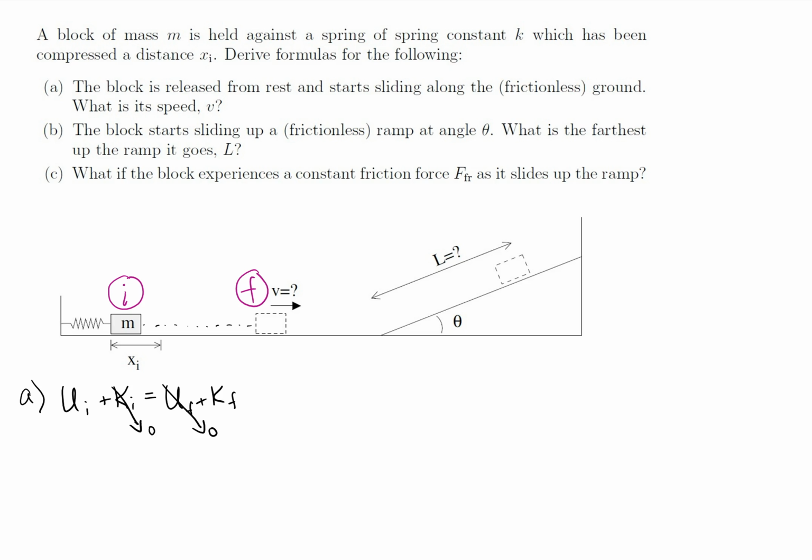So our initial potential energy is spring potential energy, and that's the only kind that we have right now. So 1/2 k x initial squared has to equal our final kinetic energy, which is 1/2 m v squared. And we want an expression for v, so these 1/2s will cancel out. We can divide both sides by m and take a square root, and we're going to get v equals square root of k over m times x initial.